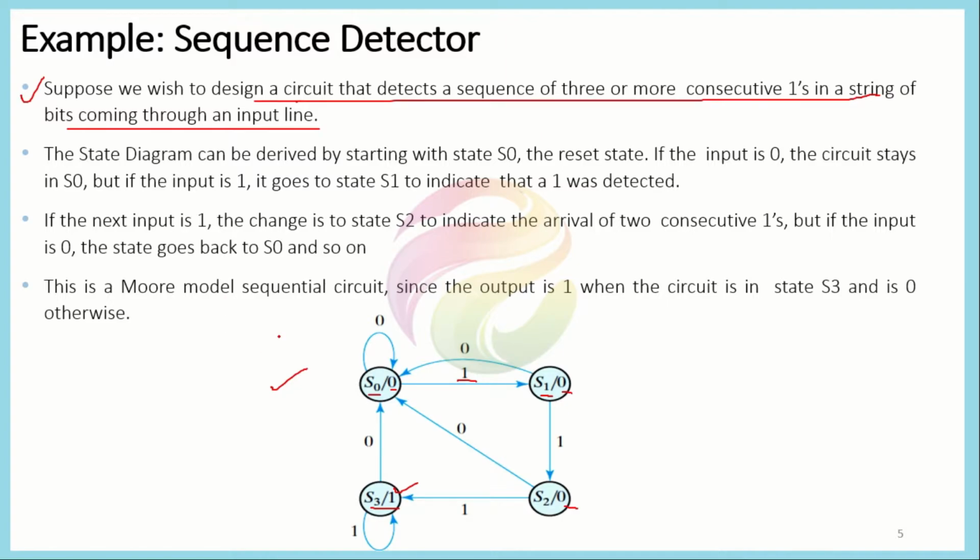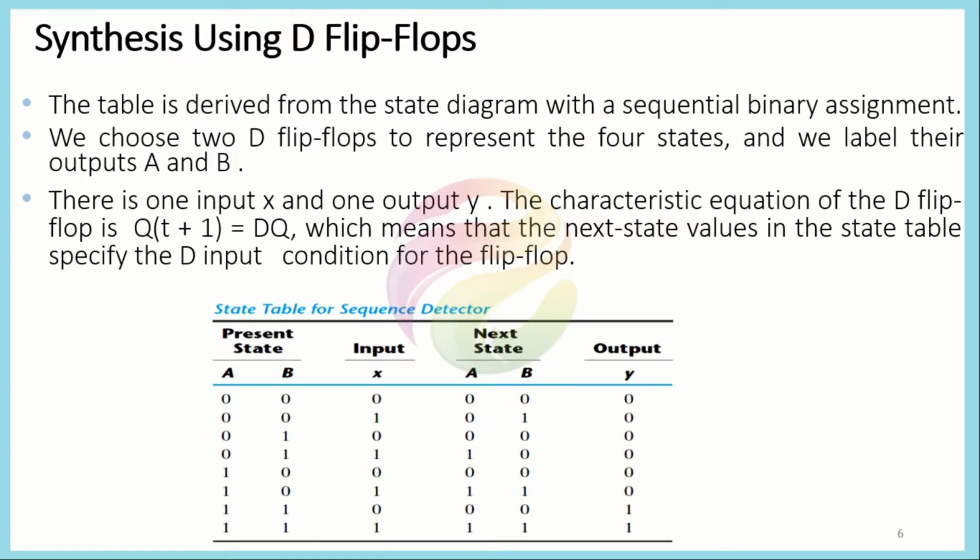Now we will be moving on to the next step, that is determining the state transition table for this system. We would be designing the state transition table using multiple types of flip-flops. For this example, we are currently using the D flip-flop to represent this system, because the functionality of the D flip-flop is very simple: the input to the D flip-flop is equal to the output at the next clock cycle.